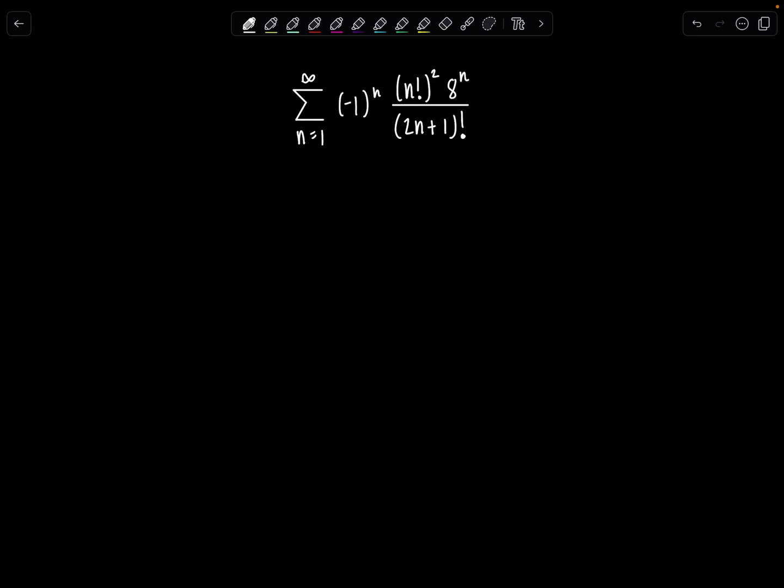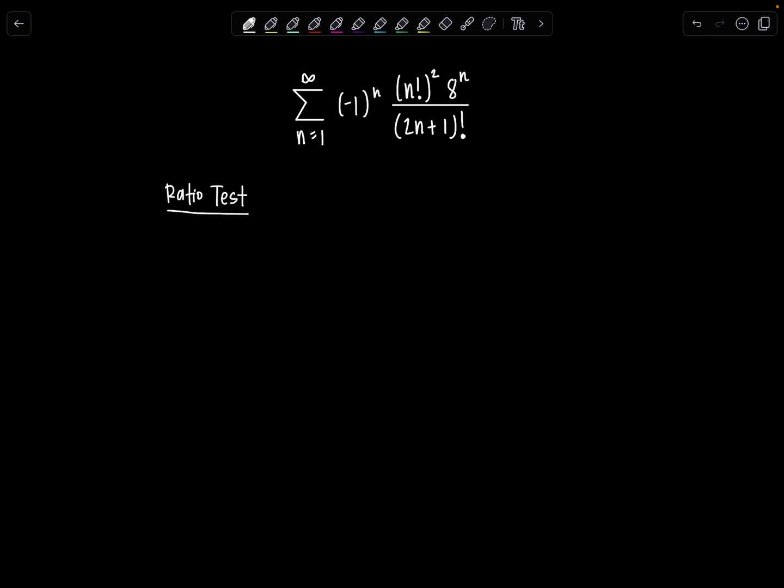We're just going to determine whether or not the infinite series converges or diverges. So we have the sum from n equals 1 to infinity of negative 1 to the n times n factorial squared times 8 to the n over 2n plus 1 factorial. So when I'm looking at the terms here of the series, the minute I see factorials, my brain just goes, ooh. Let's use the ratio test because they always cancel out so nicely.